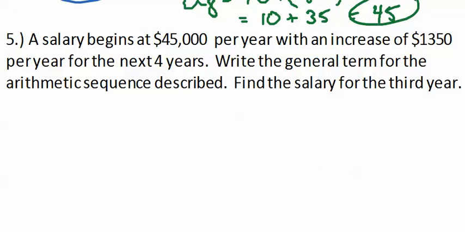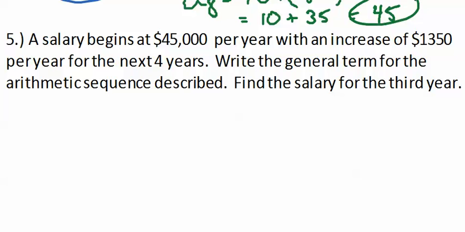And finally, our last example, we're going to apply this a little bit to real-world practices. We're going to look at a salary that begins at $45,000 per year with an increase of $1,350 per year for the next 4 years. We're going to write a general term for the arithmetic sequence described.